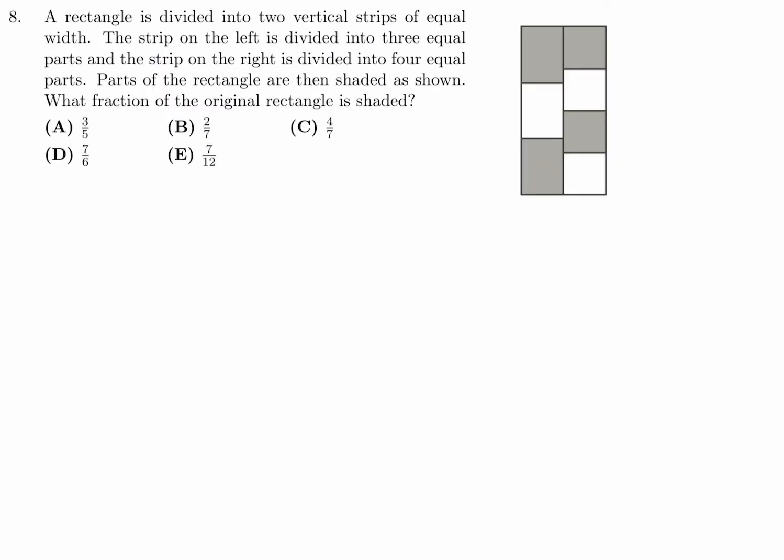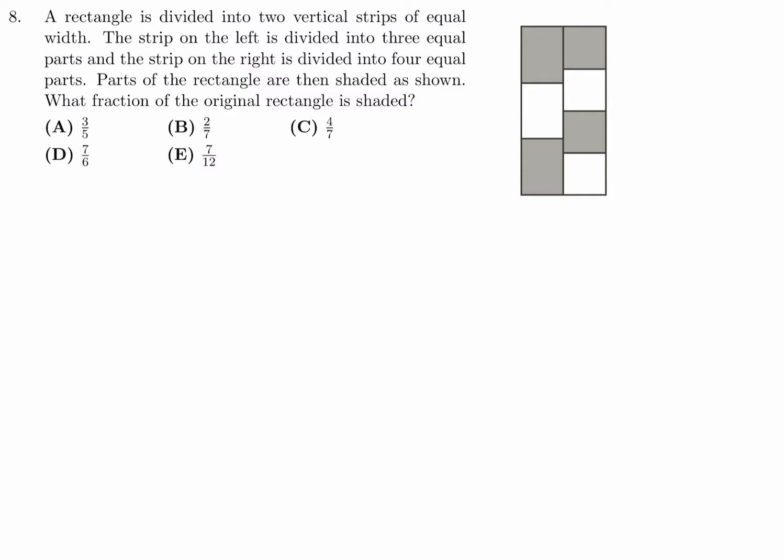A rectangle is divided into 2 vertical strips of equal width. The strip on the left is divided into 3 equal parts, and the strip on the right is divided into 4 equal parts. Parts of the rectangle are then shaded as shown. What fraction of the original rectangle is shaded?